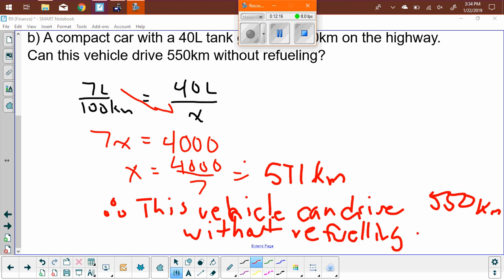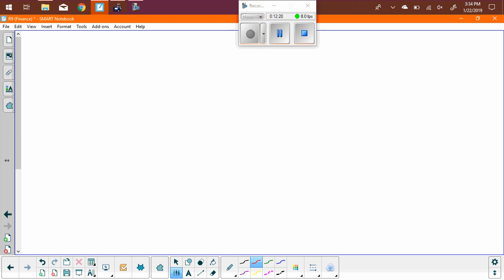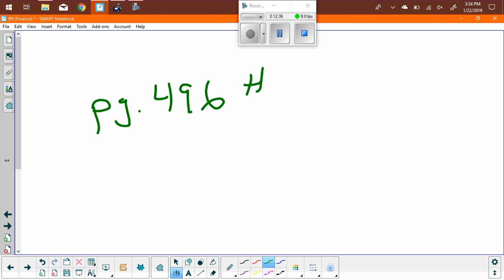Actually, before we do that, I forgot to assign some questions here. So on page 496, okay, if you're looking for some questions, you can practice this. You might want to look at number 9, number 10, and number 12. Okay, so those are 3 questions in the textbook.